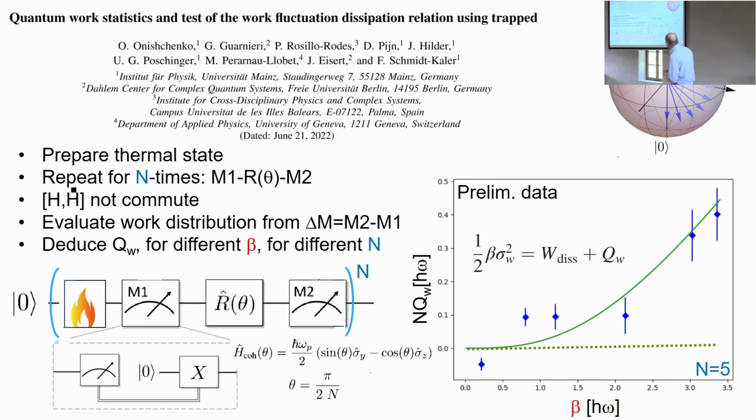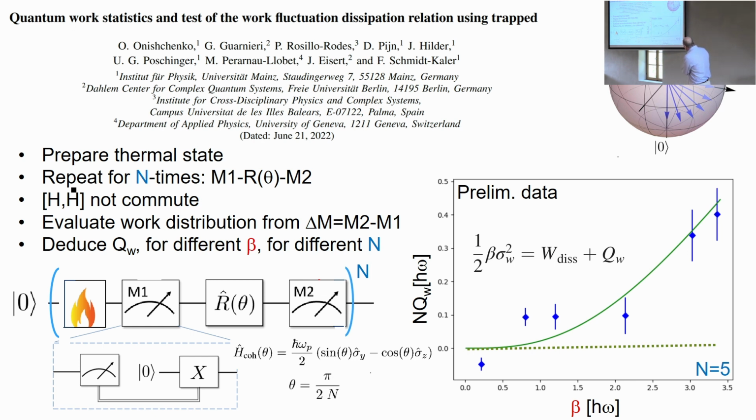So you want to change the temperature, you want to prepare different thermal states, and then you have to repeat a protocol where you do two-point measurements. You measure after thermalization, then you do some rotation, which is not permuting, and then you measure a second time, and from this you get the work distribution, and from this work distribution you calculate what is the QW.